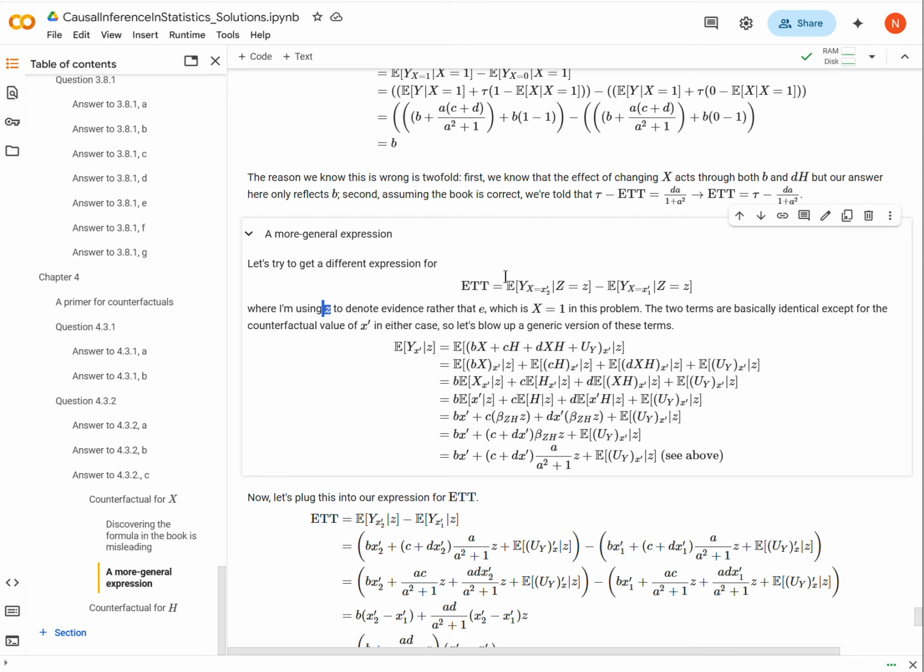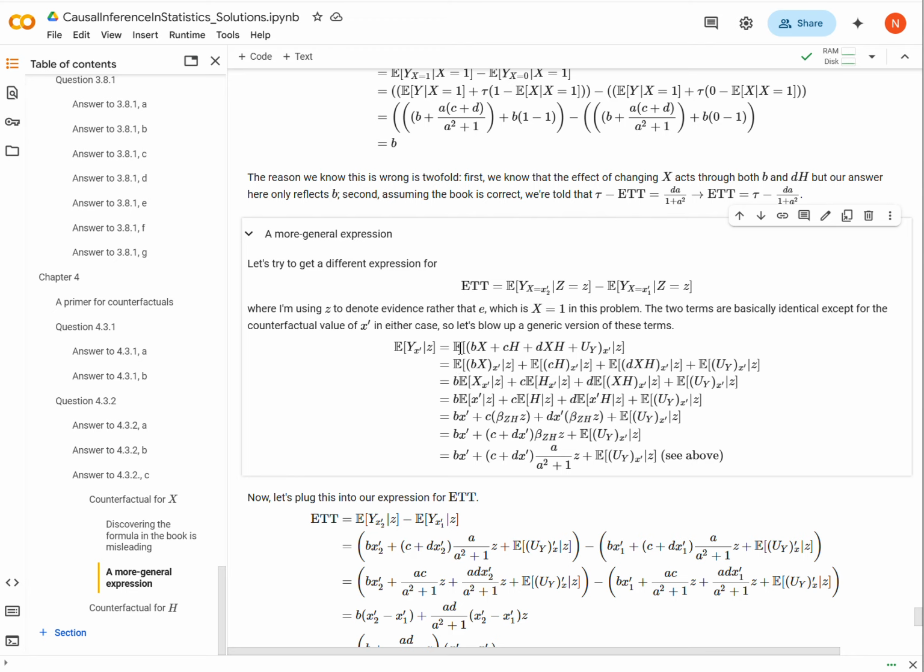So we're just going to expand one of these terms. These two terms are basically the same except for what x is set to, so we'll just expand a generic term. I'm just expanding one of these terms, using shorthand notation here.